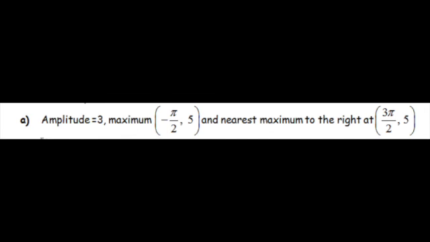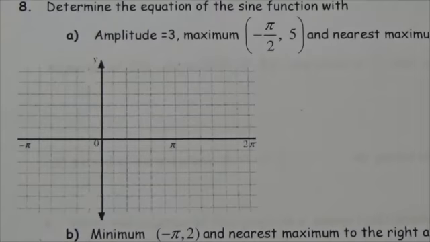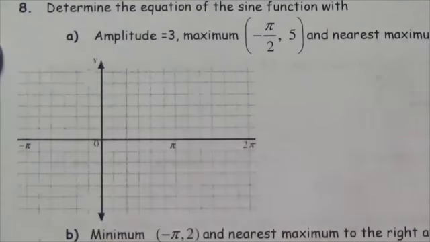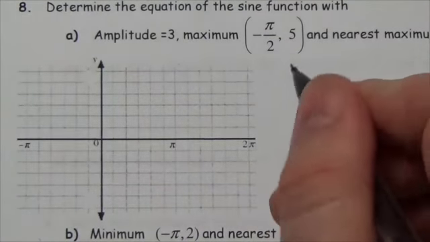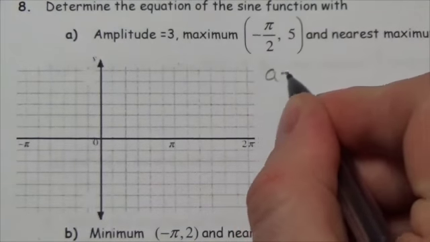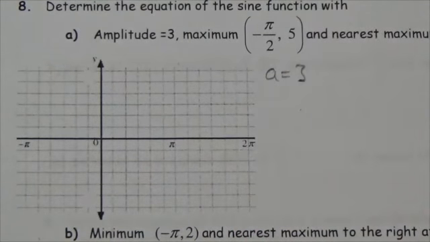Determine the equation of the sine function described below. Having an amplitude of 3, a maximum point at negative pi over 2, 5, and the nearest maximum to the right at 3 pi over 2, 5. Okay, now this question is trying to get us to come up with the equation of the sine function by giving us the minimum amount of information. So first of all, we start with an amplitude of 3. Now, I know that whatever my equation is going to look like, a is going to equal 3. That's easy because a is the amplitude.